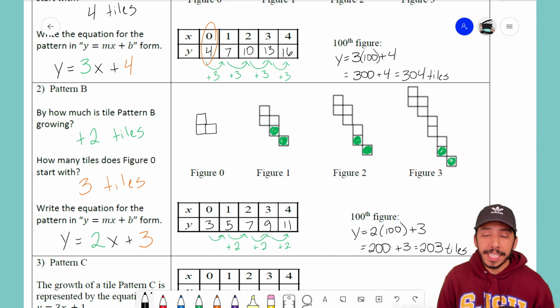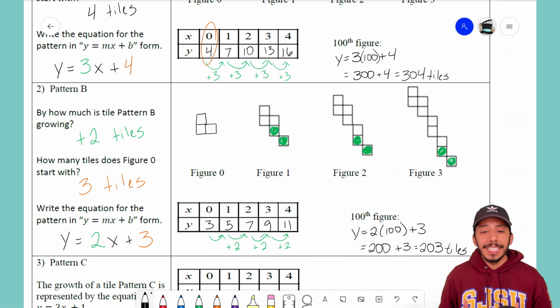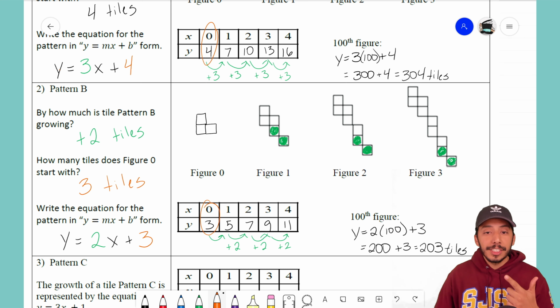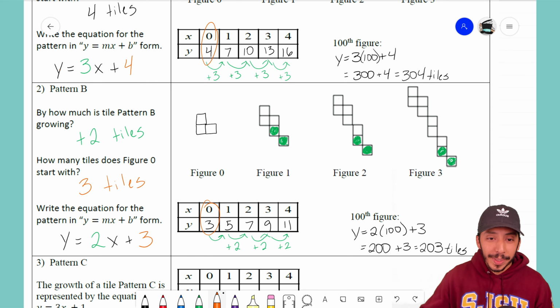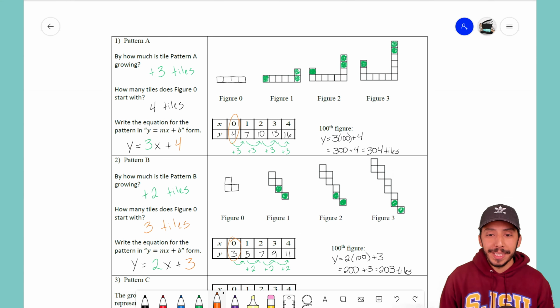So again, just to recap, in order to come up with our equation here, we need to determine our growth, where we were adding 2 tiles each time, and our starting point, or figure 0, we started off on this problem with 3 tiles. So then again, I'm going to zoom out so we can see the similarities between pattern A and pattern B.